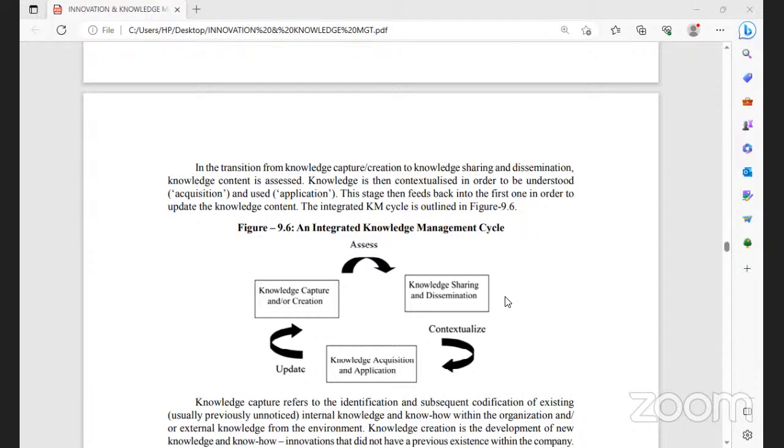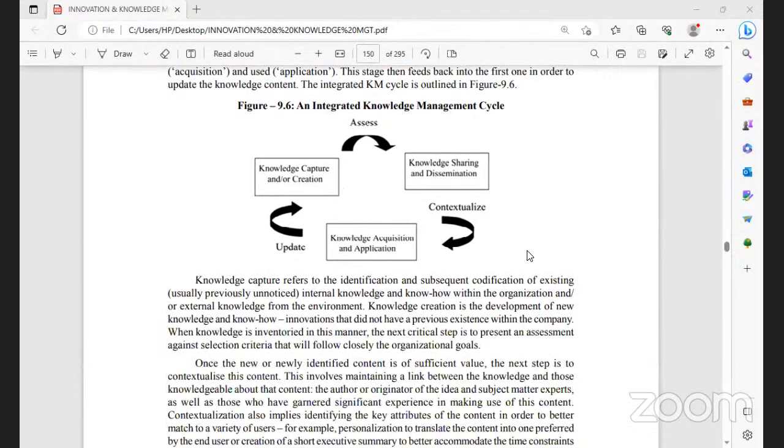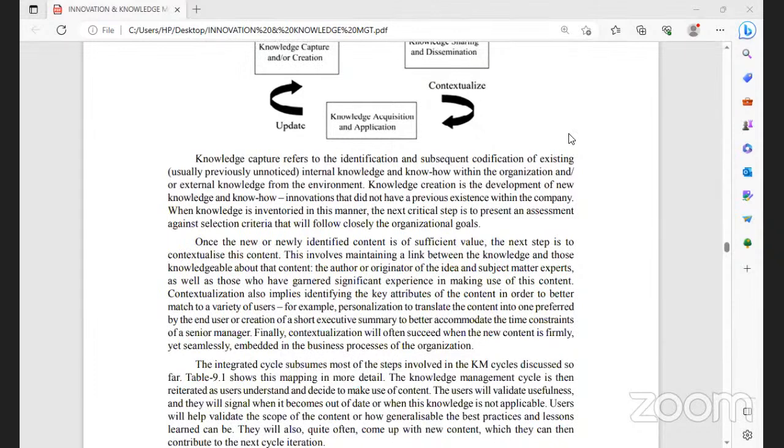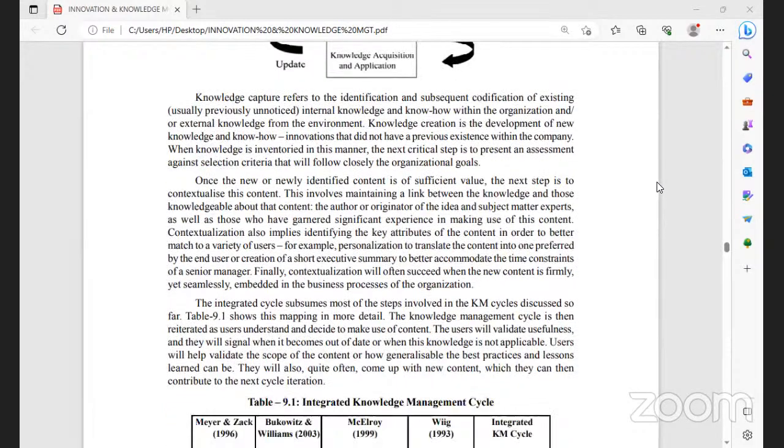The integrated knowledge management cycle is given in this chart, in which capture refers to the identification and subsequent codification of existing internal knowledge and know-how within the organization and external knowledge from the environment. Knowledge creation is the development of new knowledge and know-how innovations that did not have a previous existence within the company. When knowledge is interwoven in this manner, the next critical step is to present an assessment against the selection criteria that will follow closely the organizational goals.